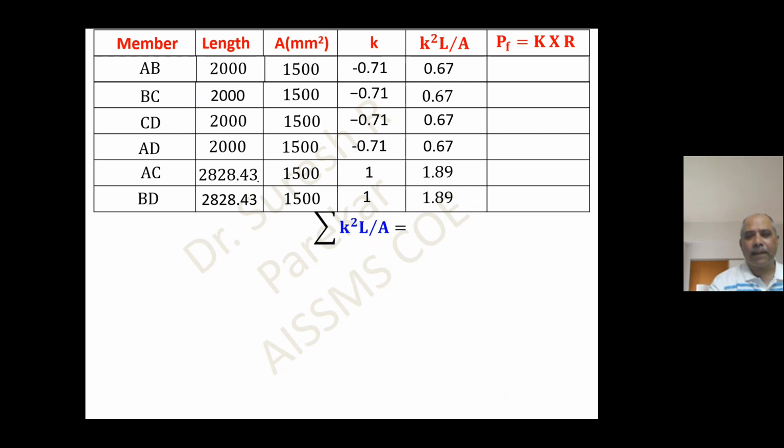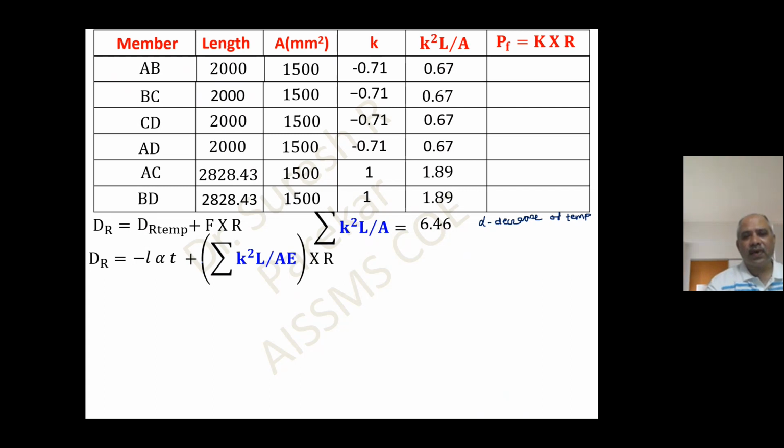Then we add all these K square L upon A values and get 6.46. Now we have the formula: delta R is equal to delta R temperature plus F into R. Now delta R temperature is equal to minus L alpha T for BD. Why minus? Because we have a decrease in temperature, a fall of temperature. If it is an increase, then we have plus; if it is a fall, then we have minus.